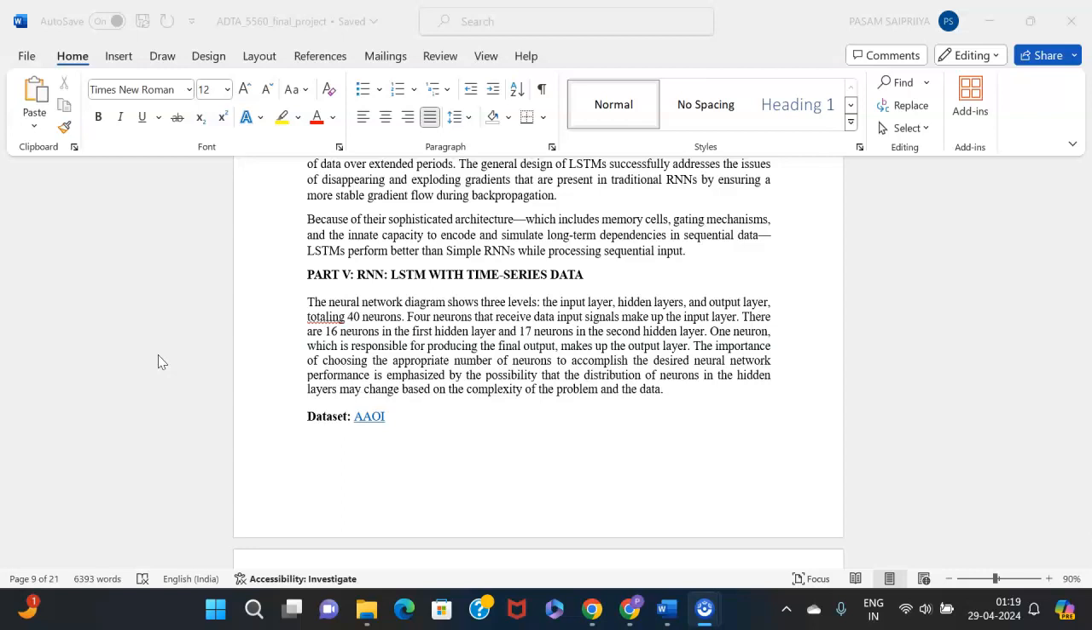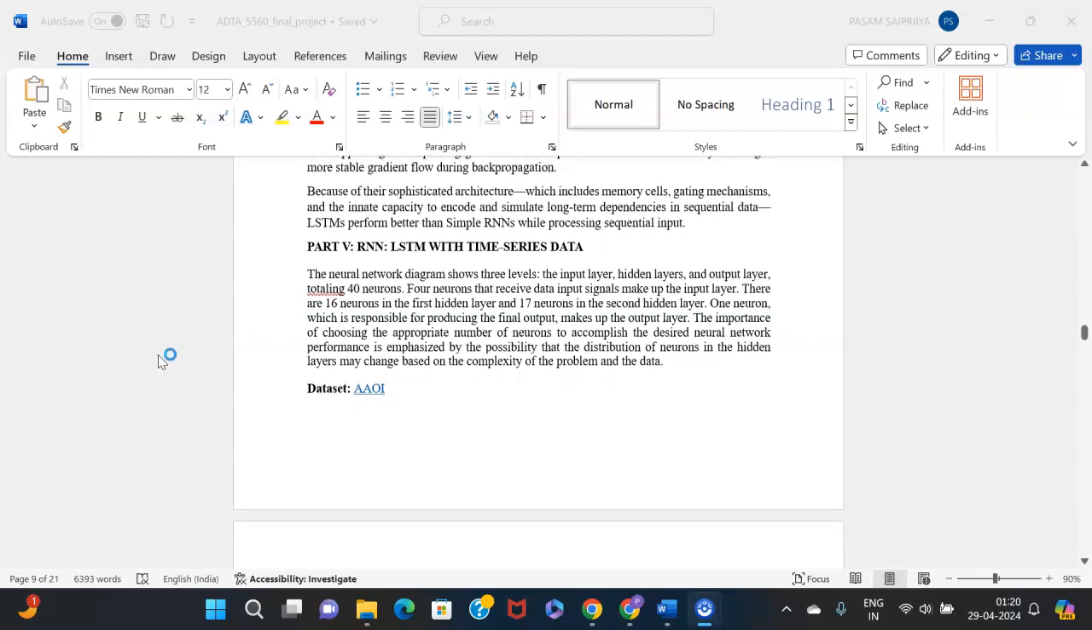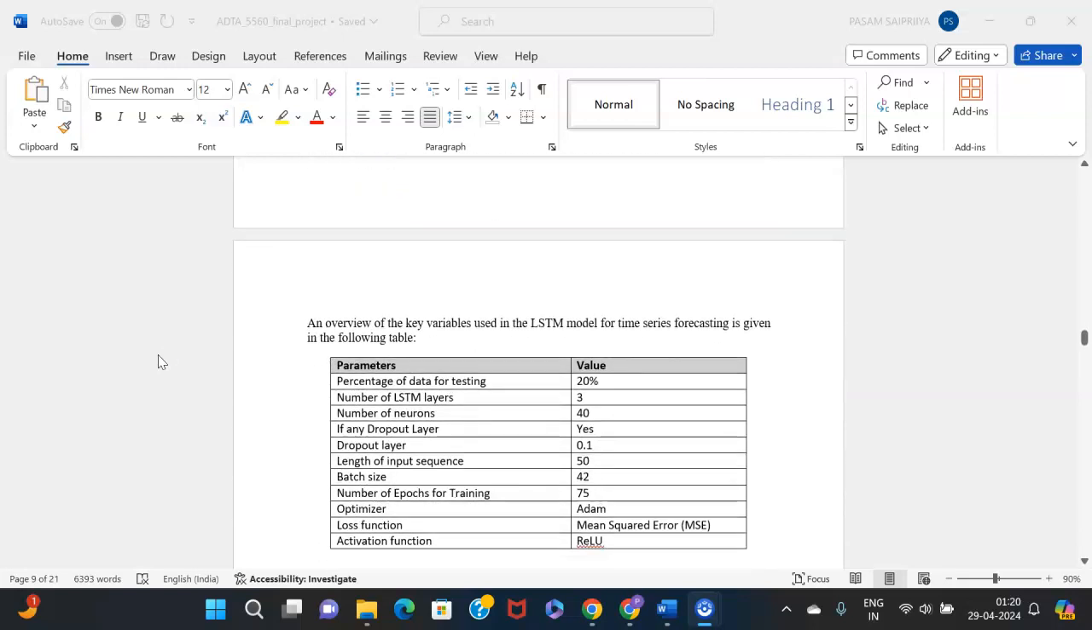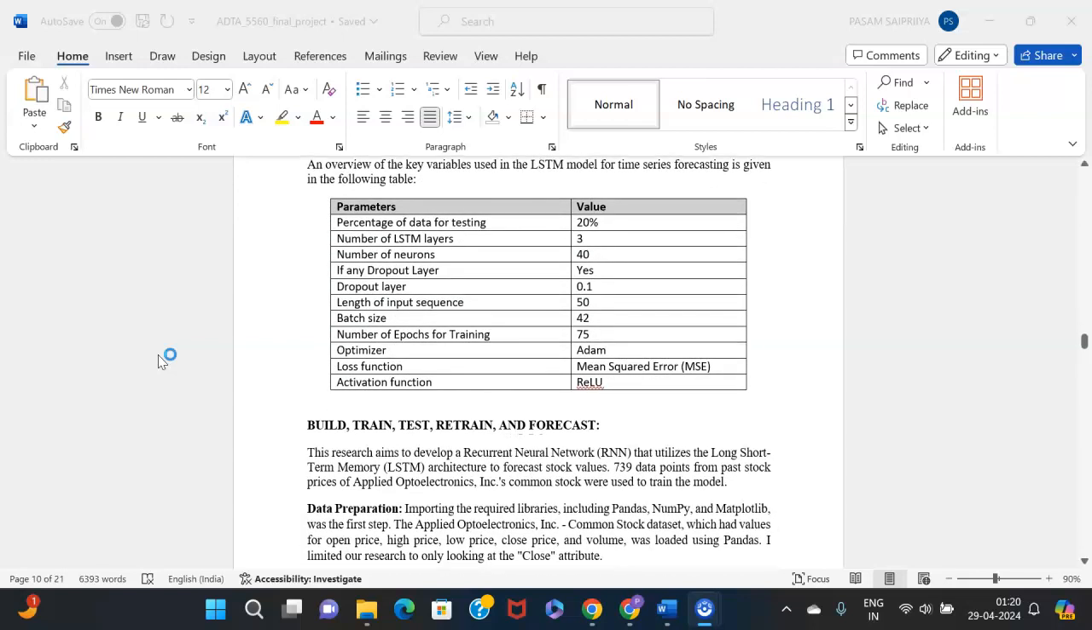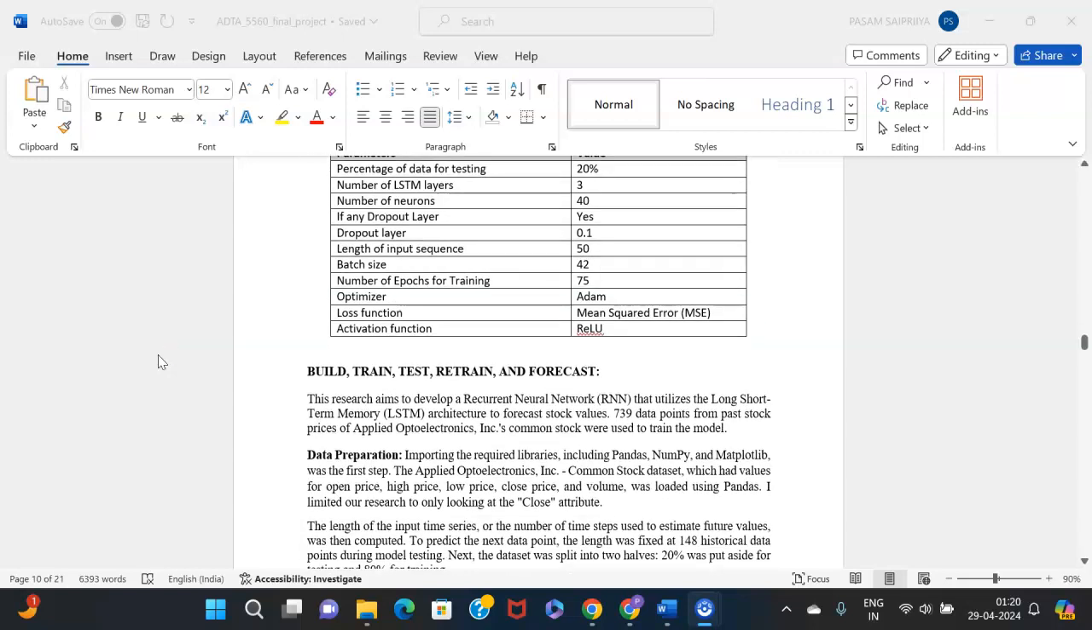The importance of choosing the appropriate number of neurons to accomplish the desired neural network performance is emphasized by the possibility that the distribution of neurons in the hidden layers may change based on the complexity of the problem and the data. An overview of the key variables used in the LSTM model for time series forecasting is given in the following table. On the left side are the parameters and on the right side are its values.